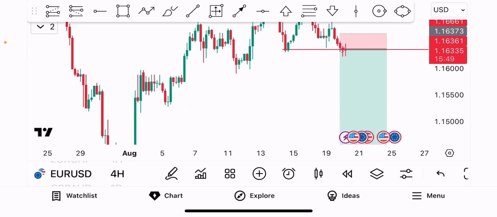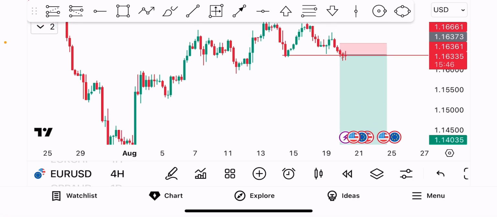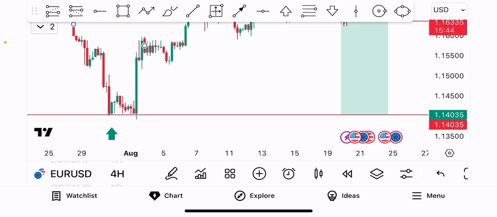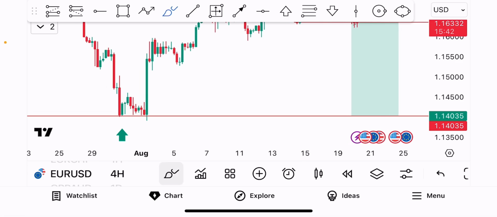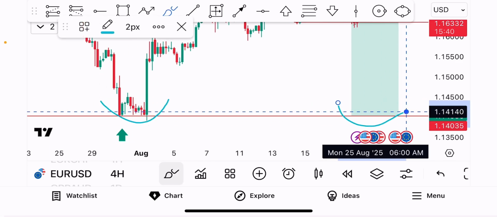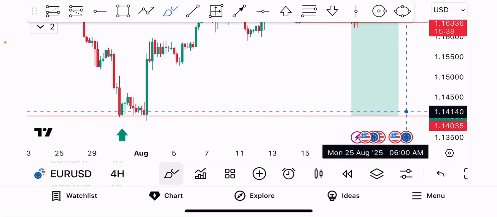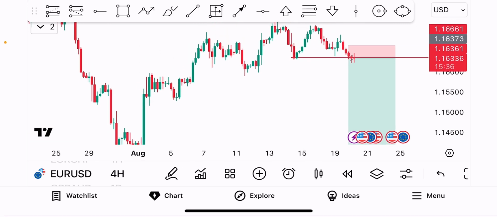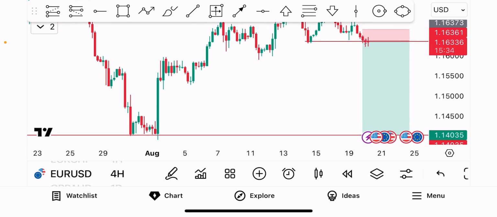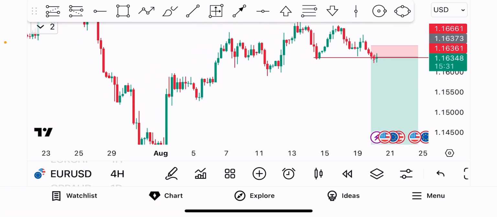It is a good time to sell, and our stop loss is slightly above the entry, and we are targeting price to fall back to this low here. So we have a good sell probability in this market. So that's the analysis on EURUSD.